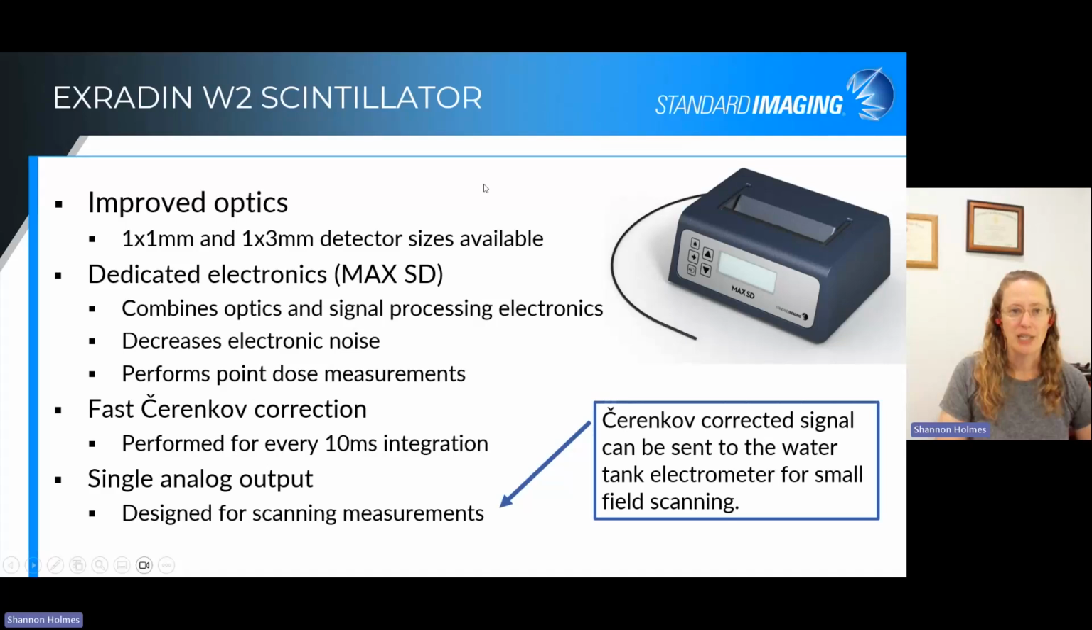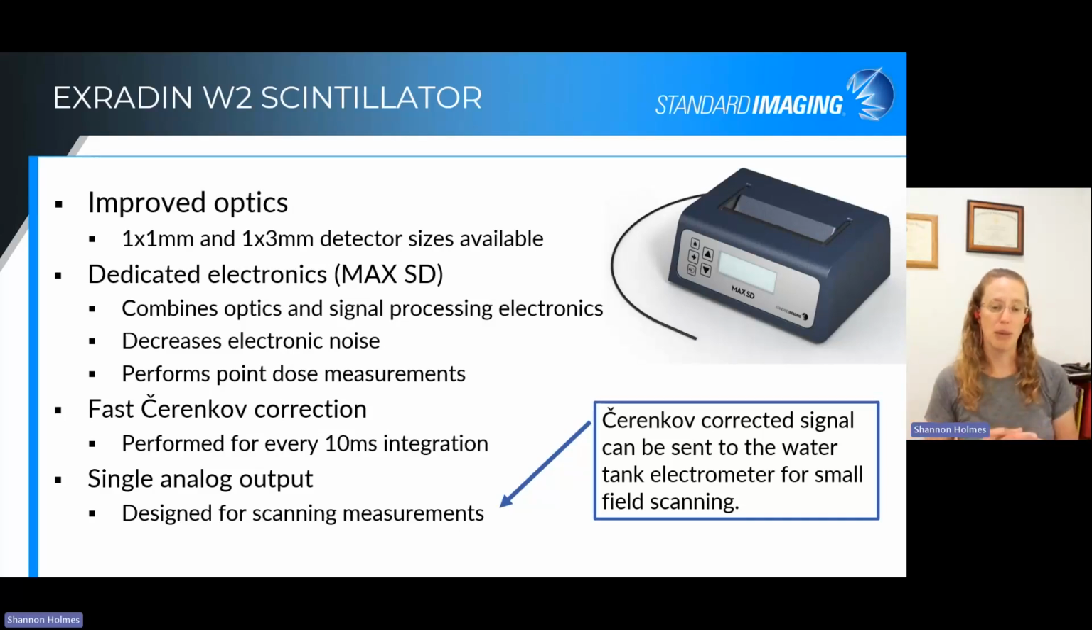The W2 was our second generation scintillator. We were able to improve the sensitivity of our optics, so we could allow the use of a 1x1 millimeter scintillator as well as the 1x3 that is the same fiber as in the W1. But in order to decrease that signal to noise, to decrease our electronic noise, we combined the optics with the electronic signal processing system so that we can do point measurements with this device, and we can do a very fast Cherenkov correction for every 10 millisecond integration. We can convert that into an analog output and send the signal to your water tank scanning system.